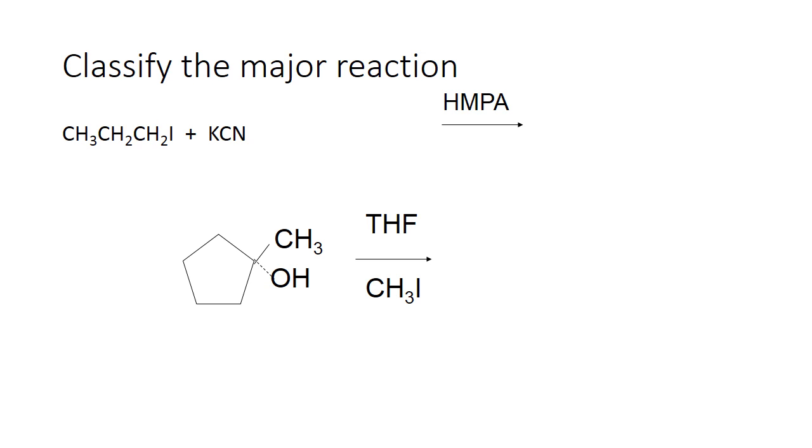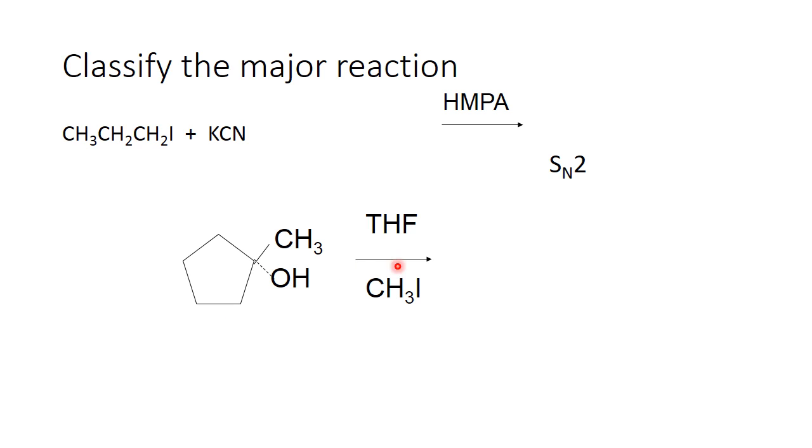Okay, classify this major reaction. Well, I see that this is a primary halide, and we've got a good nucleophile. We've got a polar aprotic solvent. This is going to be an SN2 reaction. The cyanide's going to come in and displace the iodide, and you're going to get the cyano compound. We're not going to worry about naming that right now.